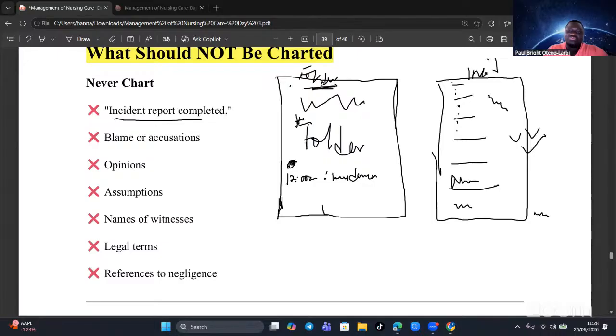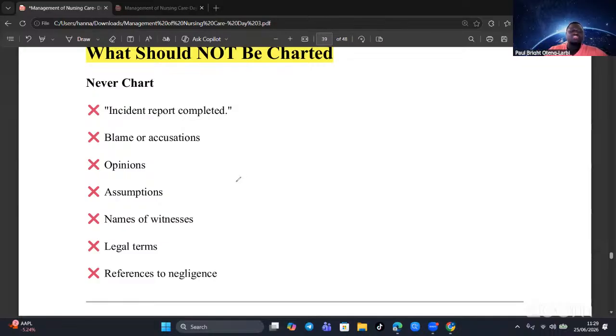So whatever happened to the patient is recorded in the folder as well. So in 20 years' time, when we take the folder to court, this cannot be found, but this document here will be found. So you cannot just write this in English and go your way. No. Protect yourself and your future. Blame or accusations, opinions, assumptions, names of witnesses. Don't go and write anybody's name inside. Legal terms and references to be made.